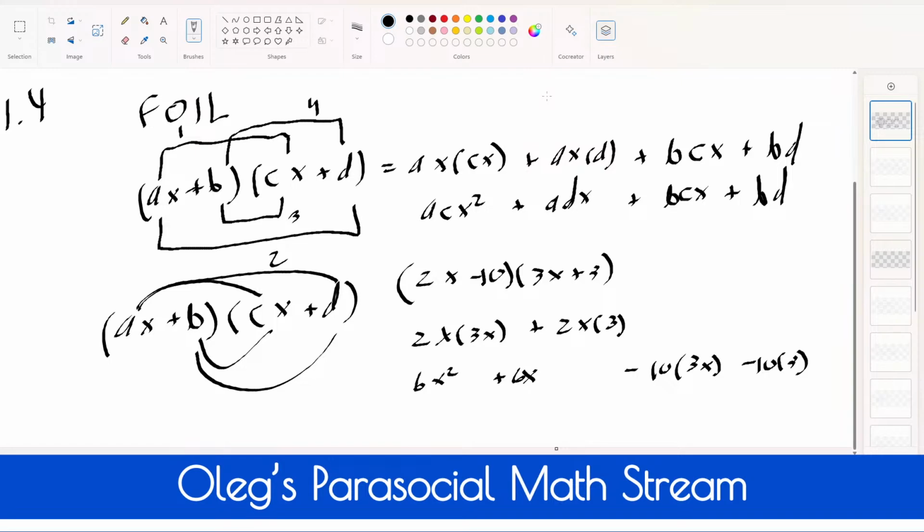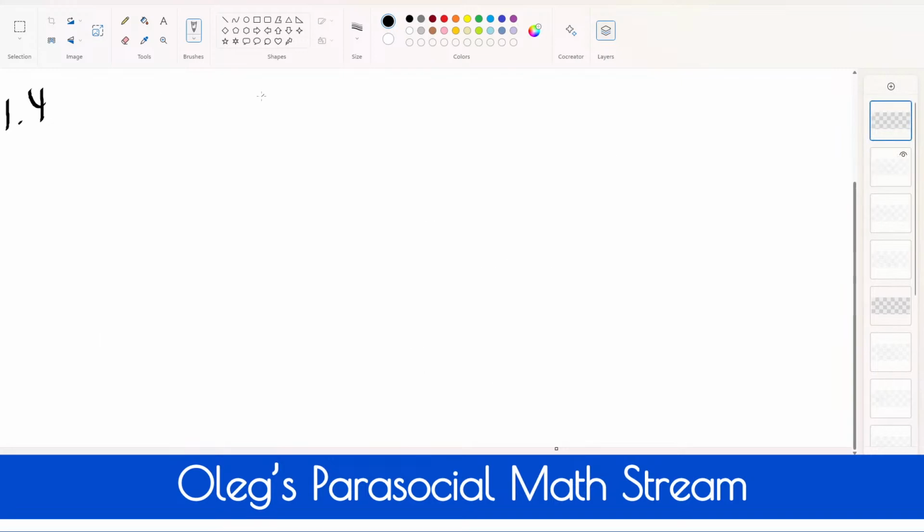So we have negative 30x minus 30. Basically it's the same thing. However you like to spread it, however you want to map it mentally, it's the same thing. It's FOIL. Okay. Next, we have x plus 7 times 3x minus 5.